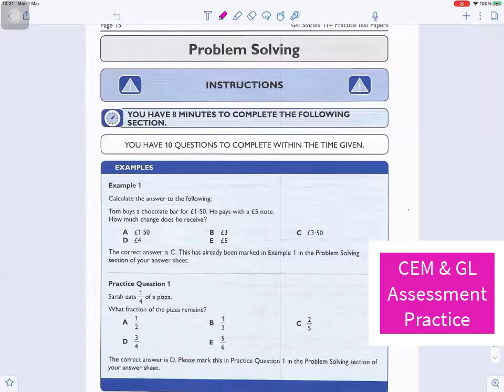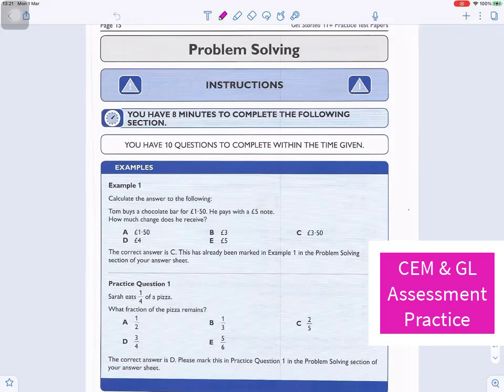Problem solving, 11 plus practice test papers. You have 8 minutes to complete the following section. You have 10 questions to complete within the given time. Calculate the answer to the following.